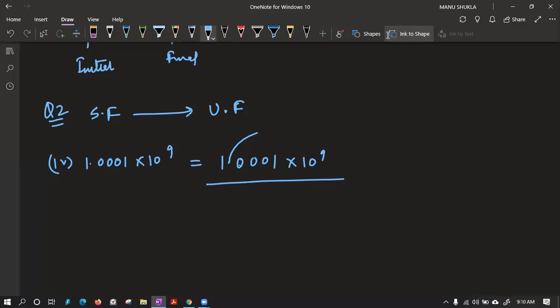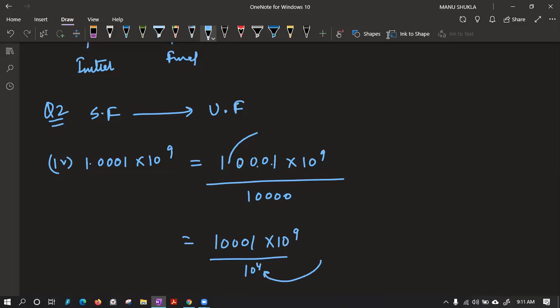Suppose you remove the decimal, what will happen? You will have 1, 2, 3, 4, and 10,000 in the denominator. So you can say it is, sorry. If you go step by step, they are very easy. Into 10 to the power 9 upon 10 to the power 4.